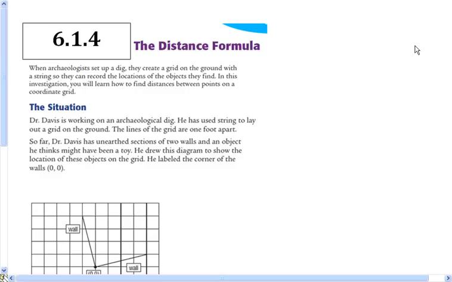Hey students, this is lesson 614, the distance formula. The distance formula is a formula that allows us to find how far apart any 2 points on the coordinate plane are, no matter where they're located.